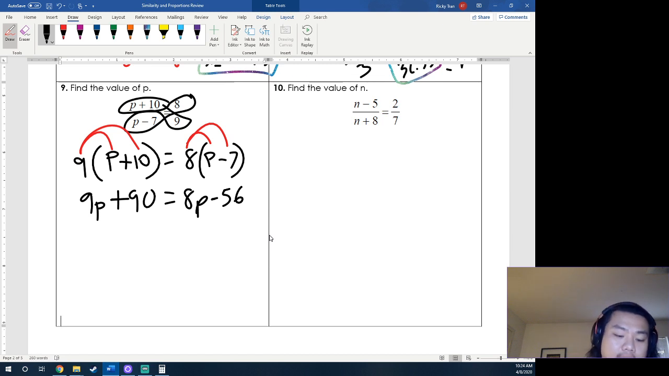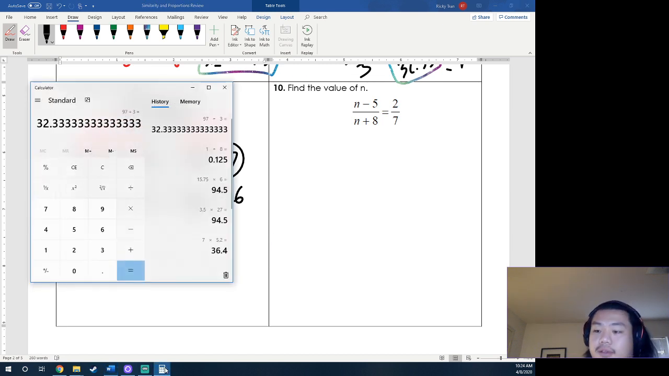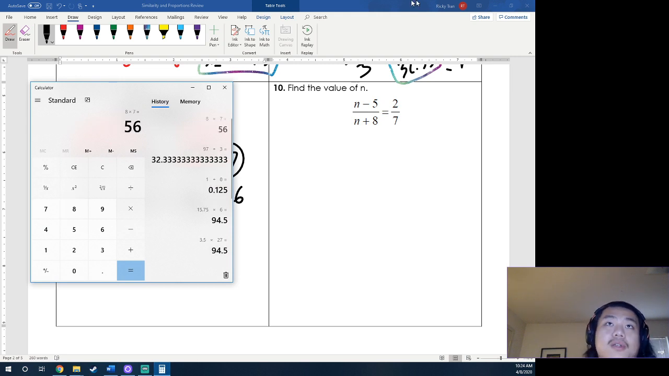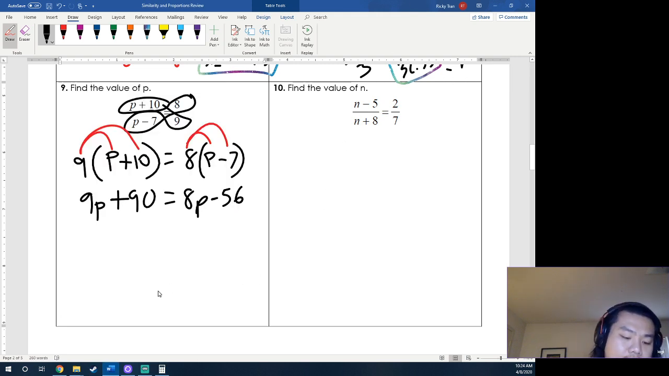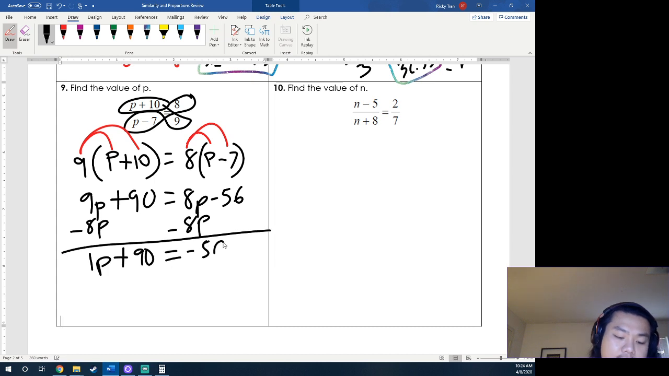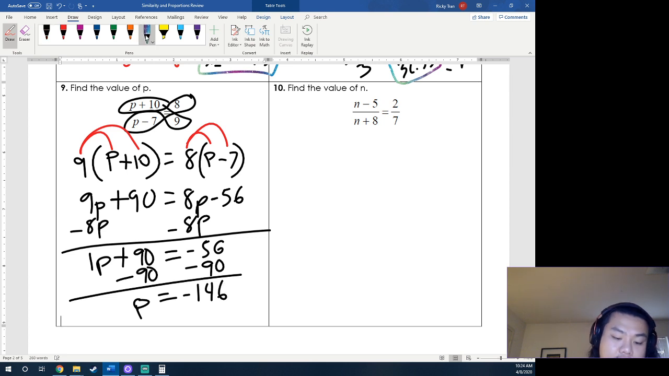So, now let me double check, because 8 times 7 always throws me off. 8 times 7 is 56, right? Yeah, okay. All right, so now let's subtract 8p from both sides. So we have 56. Then we subtract 90 from both sides. So we have p is equal to negative 146. And that's your answer right there. Negative 146. Nice and easy.